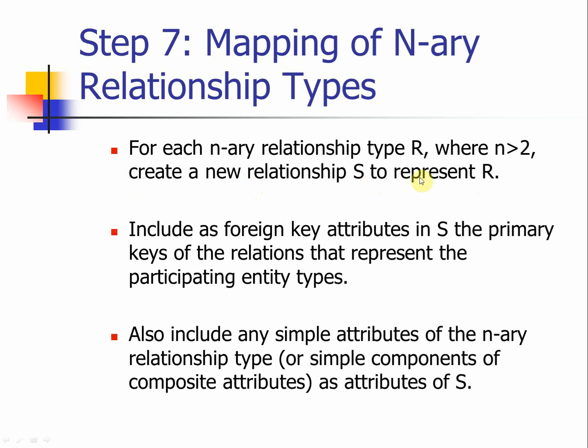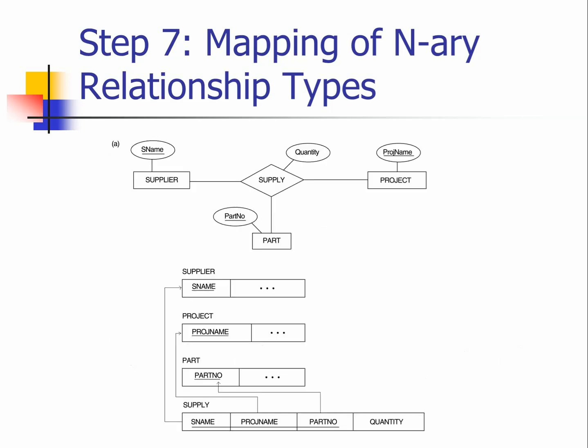So we need a new table. It includes as foreign key attributes in S the primary keys of the relations that represent the participating entity types. In other words, if this relationship involves 3 relations, we need all 3 relations' primary keys to be included. And you can imagine what's happening. All 3 of those need to have a foreign key linked back to the original one. The primary key of this new relation would be the combination of all 3 of those. As simple as that. Let's take a look at this.